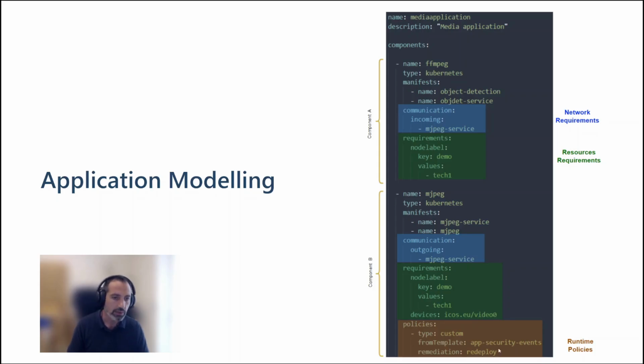And finally, here we also define the policies that ICOS should enforce during the runtime. In this case, we are using a predefined policy based on the security events that are detected by ICOS. And we also define what to do when we have a violation of the policy. So the remediation action should be a redeployment, in this case, of the component in another node that matches all the requirements of the application descriptor.